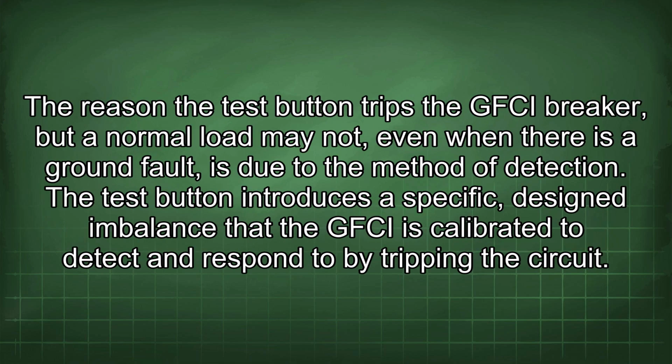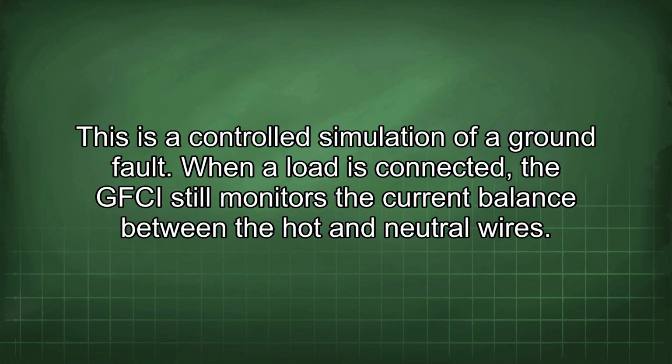The reason the test button trips the GFCI breaker, but a normal load may not even when there is a ground fault, is due to the method of detection. The test button introduces a specific, designed imbalance that the GFCI is calibrated to detect and respond to by tripping the circuit. This is a controlled simulation of a ground fault.